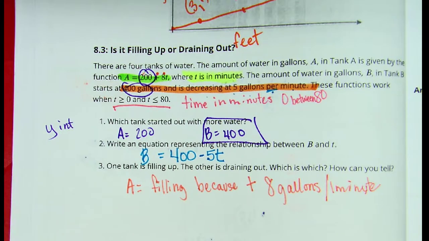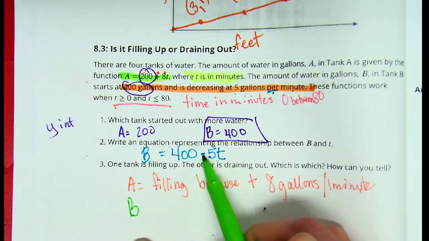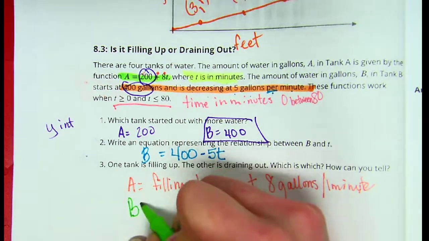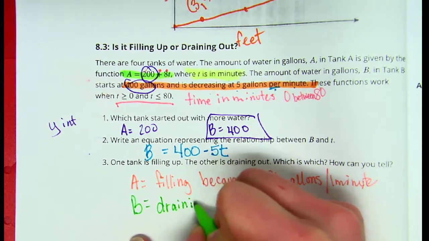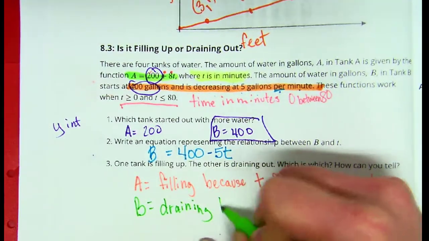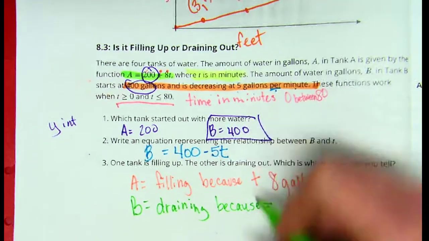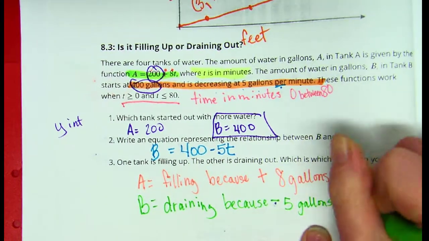What about tank B? Look at tank B. We can look at the equation, or we can say right here it says it's decreasing. So that one is obviously the one that's draining because it's subtracting or losing 5 gallons for every minute.